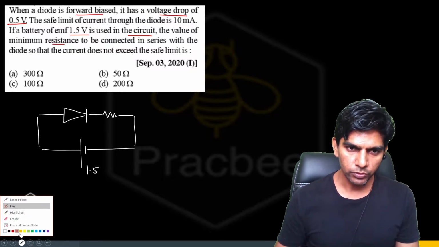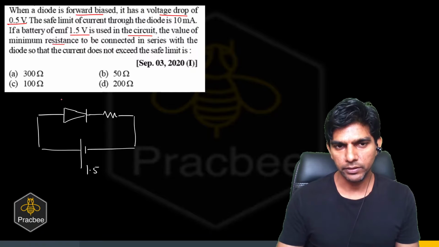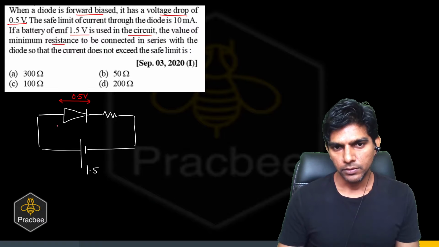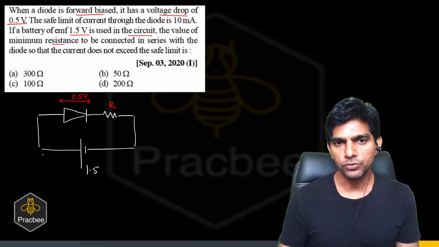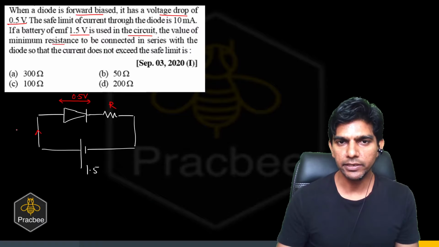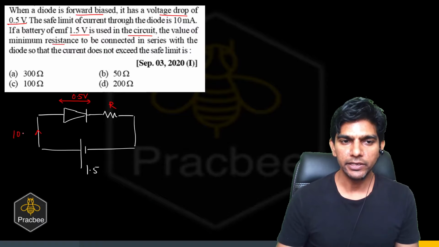And we have also been given one more thing. When this diode is conducting, there is a potential drop of 0.5 volt across it. Let us say this is R, right? To find the minimum value of the resistance, we'll assume the maximum current in the circuit. So let us say the current in the circuit is 10 milliampere.